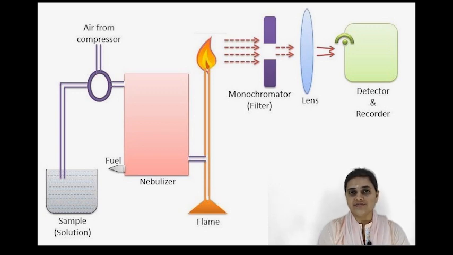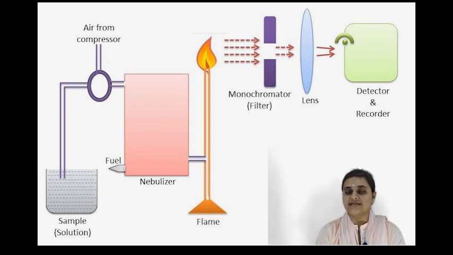Next comes the last part, which is called the detectors. All the emitted radiations from the filters come to the detectors. The main function of the detectors is to convert the emitted radiations into electrical signals, or any convertible form of signal that we can read through the digital indicator. So we have understood all the important components of the flame photometer.